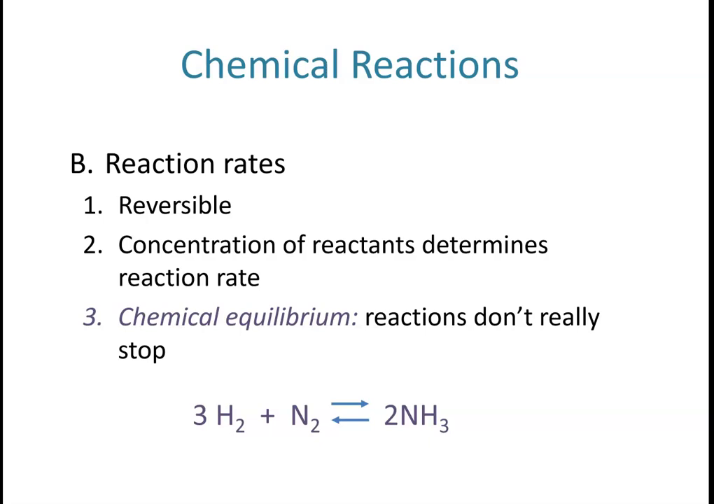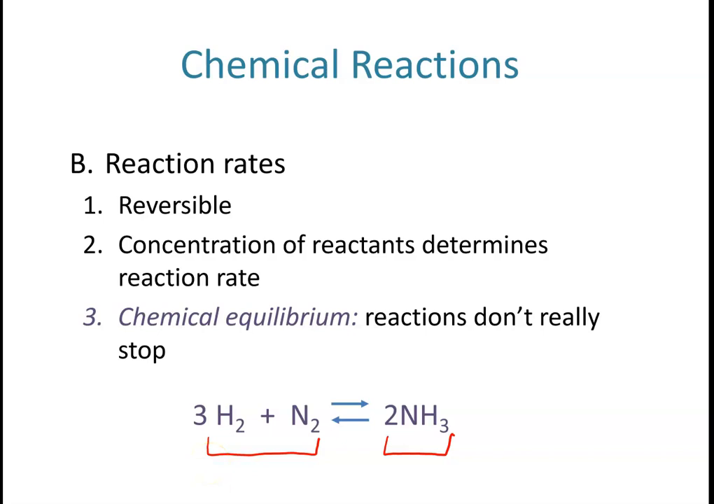The rate at which a reaction will take place depends on several different things. Now, first of all, reactions are reversible. It just depends on the conditions. So most chemical reactions will take place in a forward and reverse direction at the same time, which means your reactants are being converted into products. And at the same time, your products may be breaking down back into the reactants.